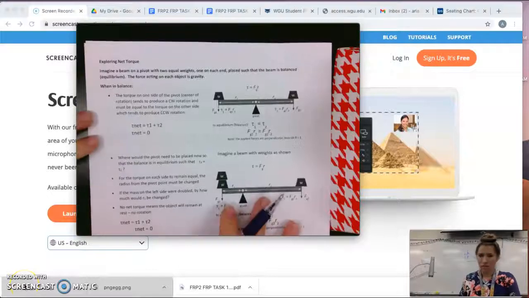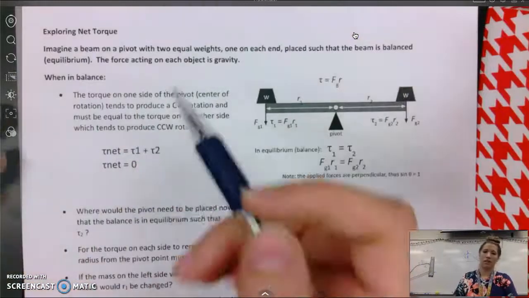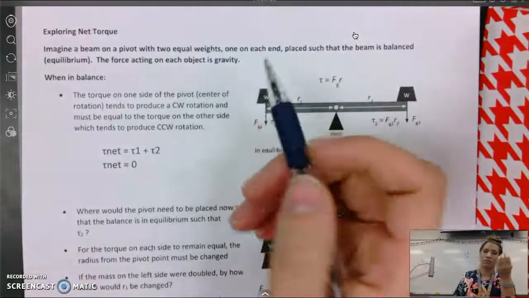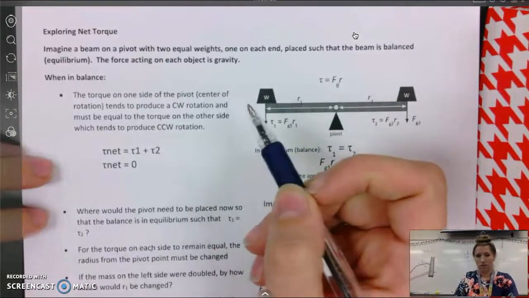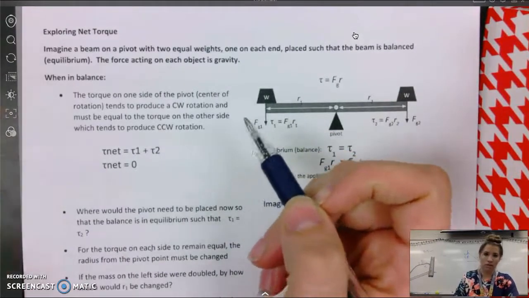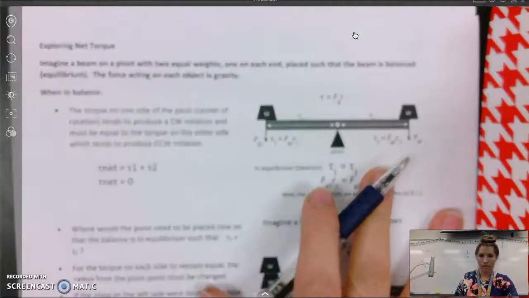Hello everyone. So today we're going to talk about net torque. Last time the lesson was about if one torque is acting on an object to cause rotation. This is if two or more torques are acting on an object. Okay. So a couple things to bear in mind.